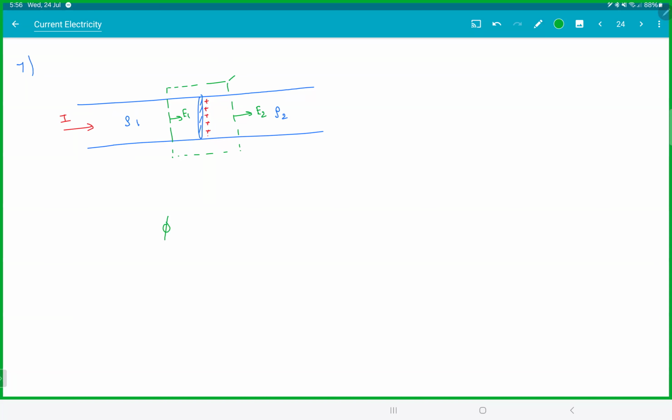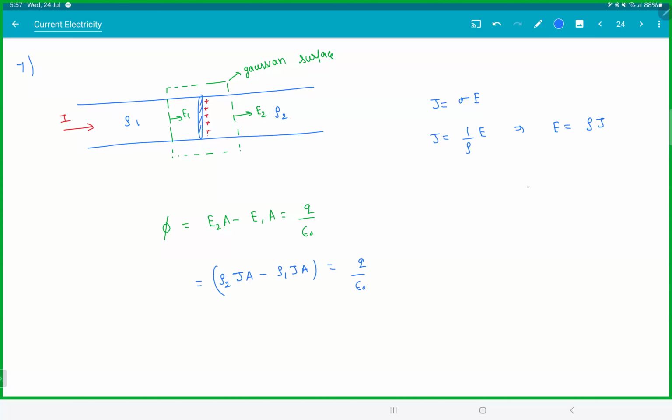Now the flux through this Gaussian surface will be E2 into area minus E1 into area is equal to Q by epsilon, that's the charge enclosed. But what is E2? We know J is equal to sigma into E. I can write this as 1 by rho, that is resistivity, into E. So field will be rho into J. So this would be rho 2 into current density J into area minus rho 1 J into area is equal to Q by epsilon. J into area is nothing but current.